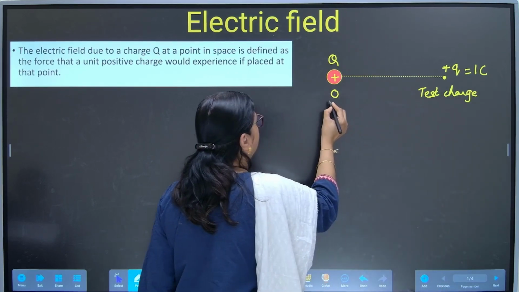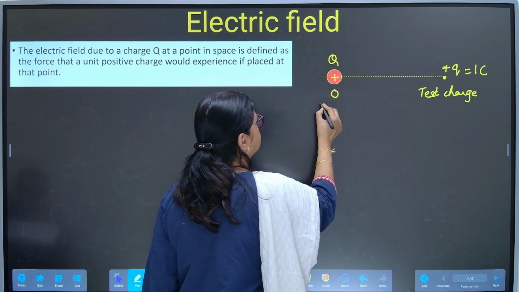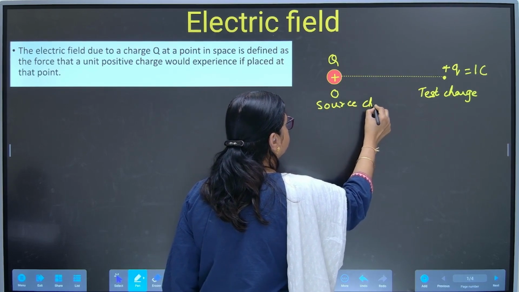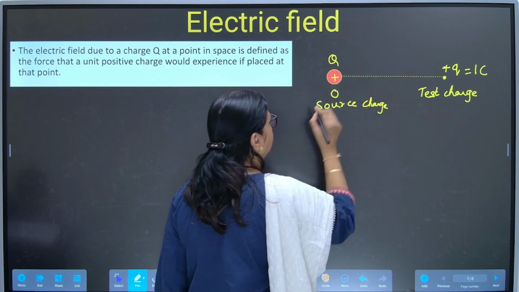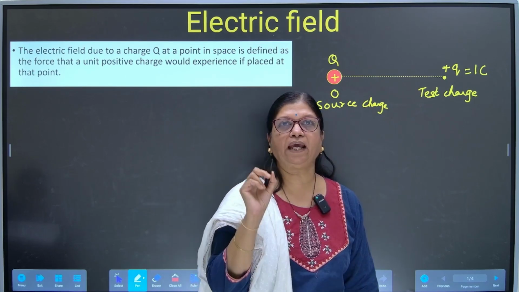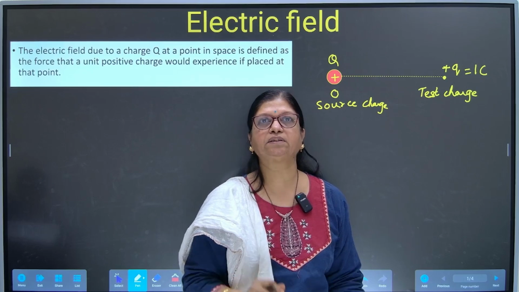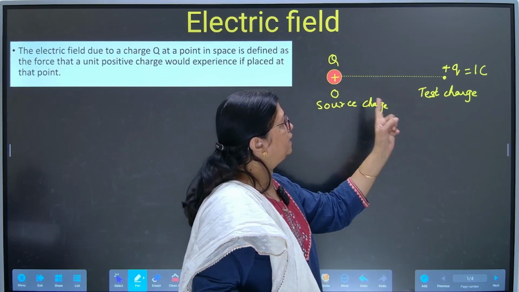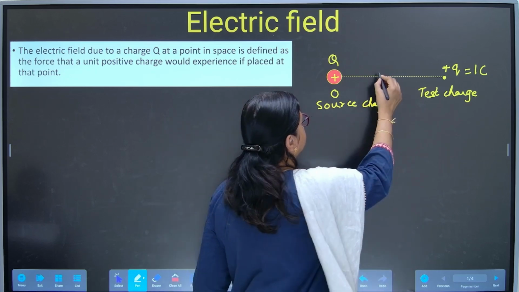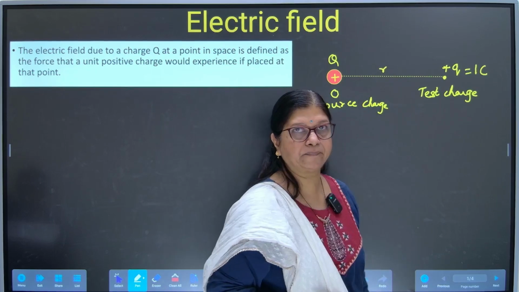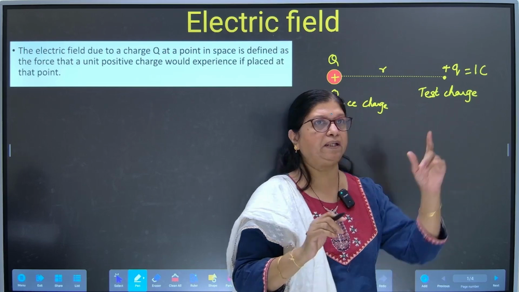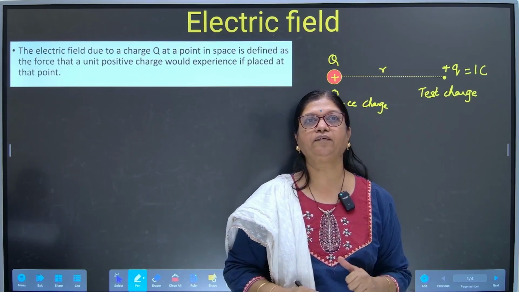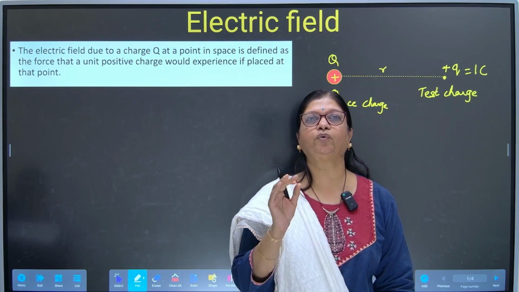We want to know the electric field of this charge. So let us call this the source charge. Okay. So we want to calculate the electric field produced by the source charge. So we have placed one test charge at a distance r from it. This test charge should be positive, should be small. So we have taken its value as 1 coulomb.